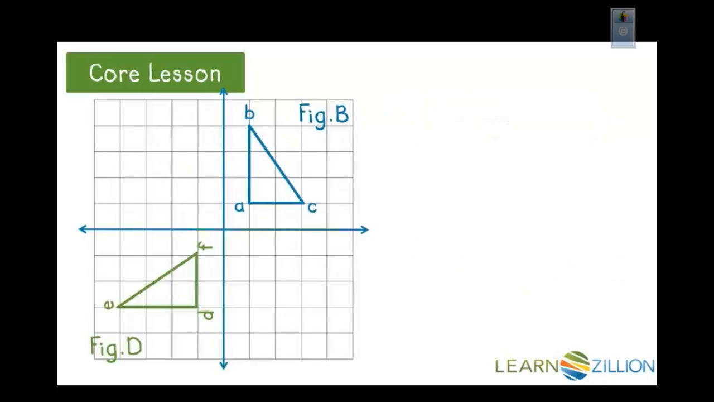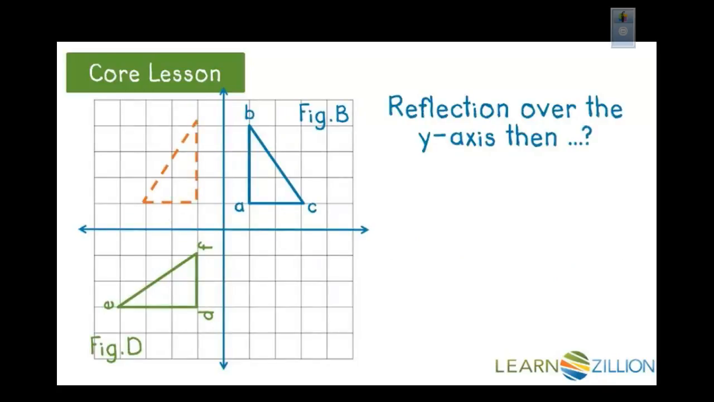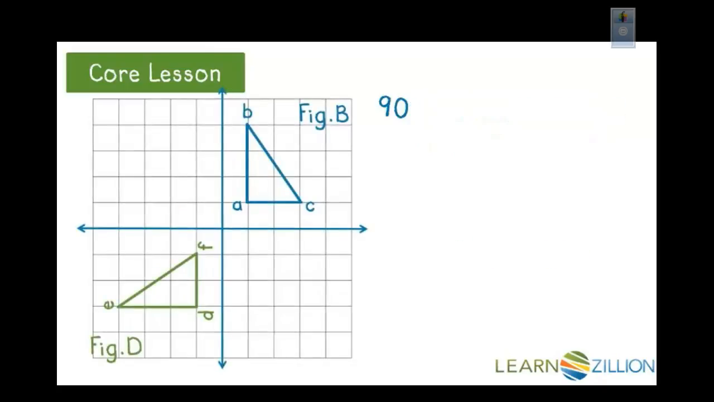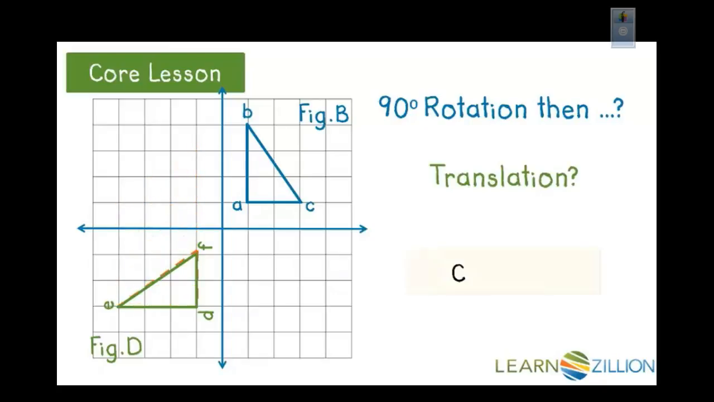We'll try again. Let's try reflecting over the y-axis and see if we can get there using a 90-degree counterclockwise rotation around the origin. That doesn't work either. We'll try a rotation first. We'll do a 90-degree counterclockwise rotation. This looks good. If we translate 4 units down, we see it fits.